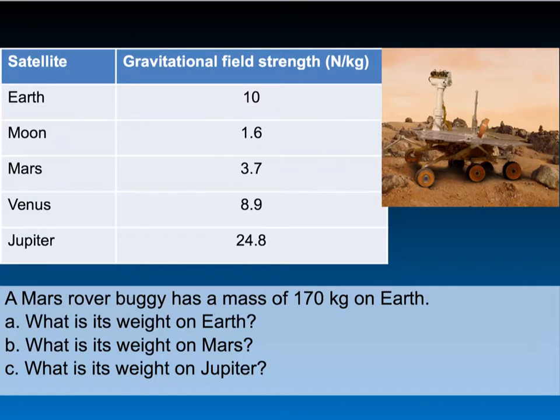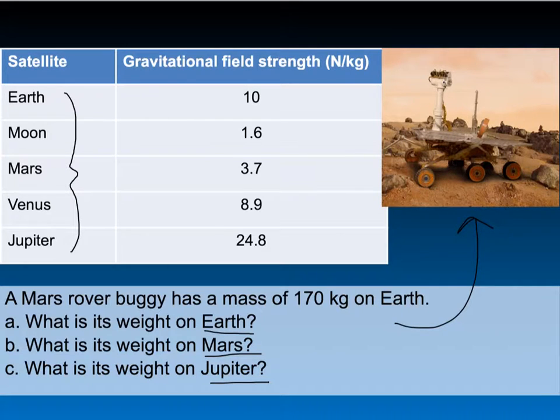Now what I'd like you to do is have a look at the satellites in the table down here and have a look at their corresponding gravitational field strength. I would then like you to find out the weight of the Mars rover buggy on Earth, on Mars and on Jupiter. You might want to pause the video for a minute to work this out. Okay, did you work it out?